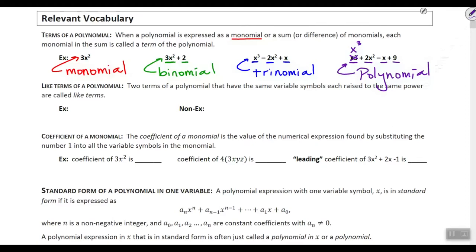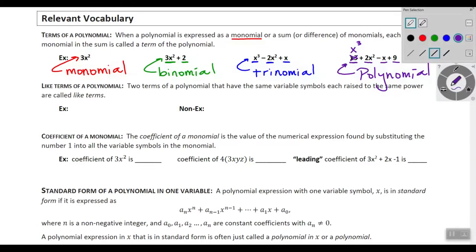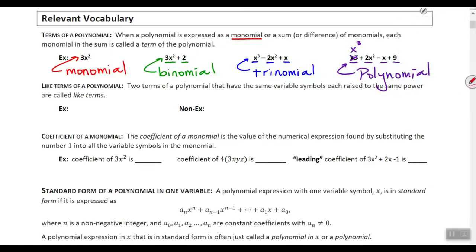We're also going to talk about like terms in a polynomial. Two terms of a polynomial that have the same variable symbols, each raised to the same power, are called like terms. For example, if we have 3x squared and negative 2x squared, those are like terms. I have the same variable and the same exponent.